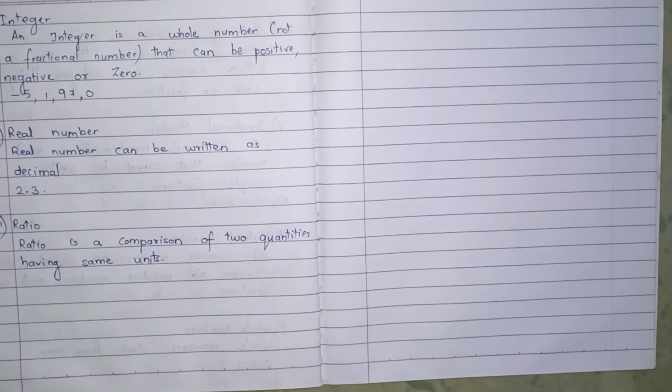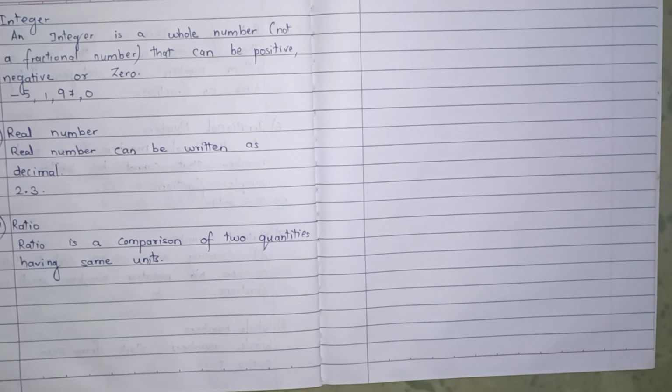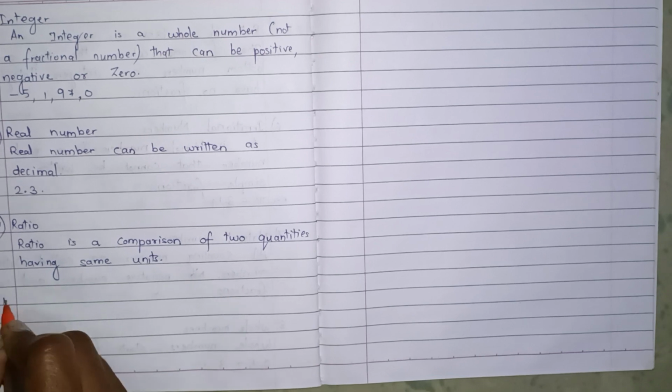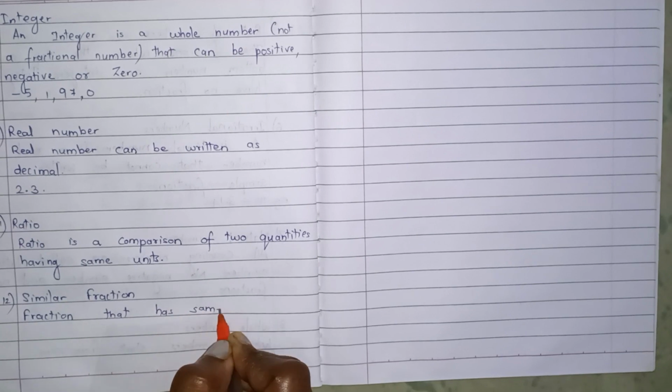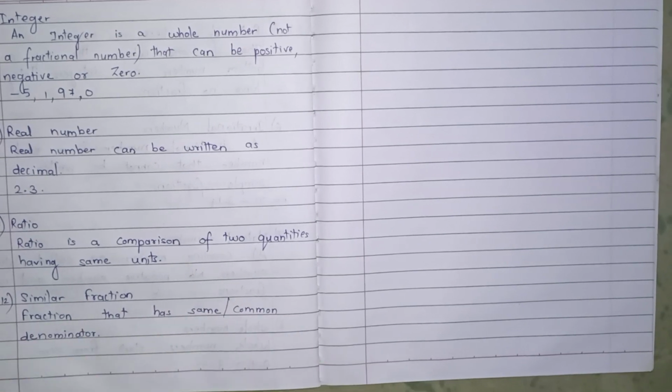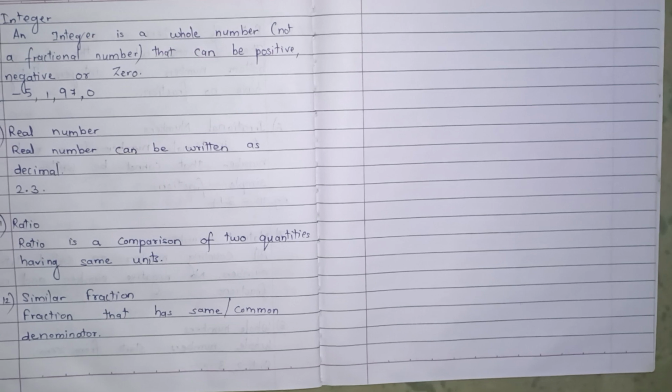Ratio. Ratio is a comparison of two quantities having same units. Similar fraction. Fraction that has same or common denominator.